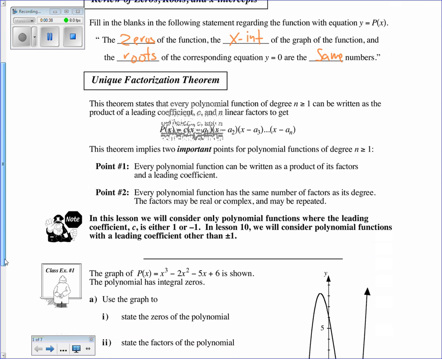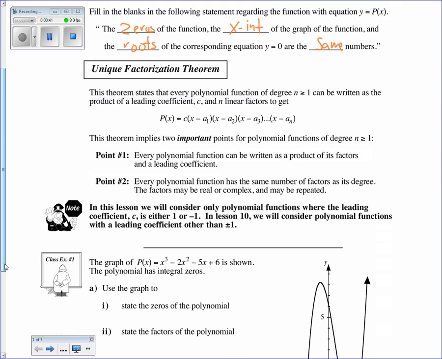There is a factorization theorem. It says that every polynomial has a unique factorization, and there are 2 important points. Every polynomial can be written as a product of its factors and a leading coefficient. So here are all my factors and a leading coefficient. And every polynomial function has the same number of factors as its degree. The factors may be real, complex, and they may be repeated.